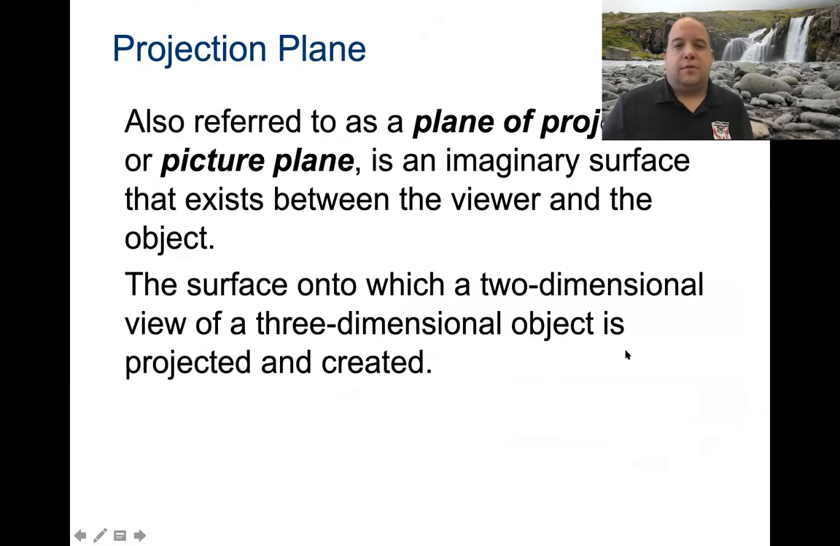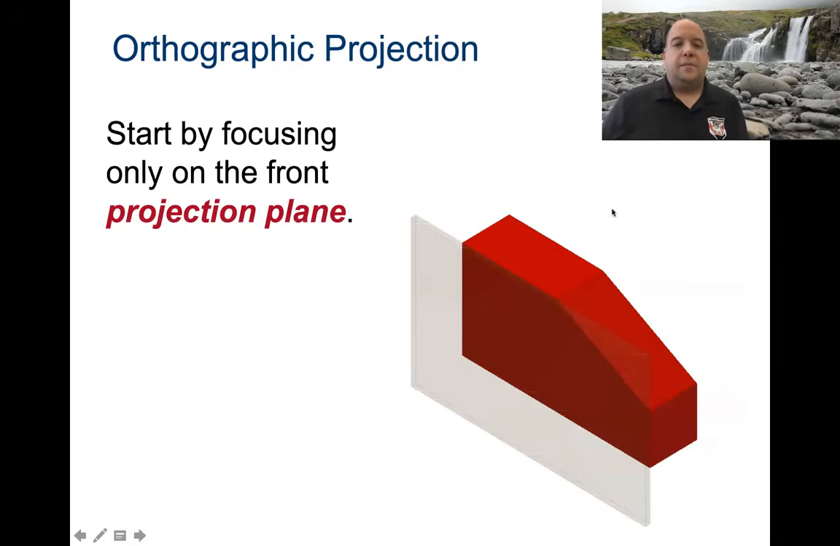Projection plane, also referred to as the plane of projection or a picture plane, is an imaginary surface that exists between the viewer and the object, the surface onto which a two-dimensional view of a three-dimensional object is projected or created. So you start by focusing on the front projection plane. We know what the front is. It's the longest side, showing the most detail. In this particular scenario, it's showing us that angle.